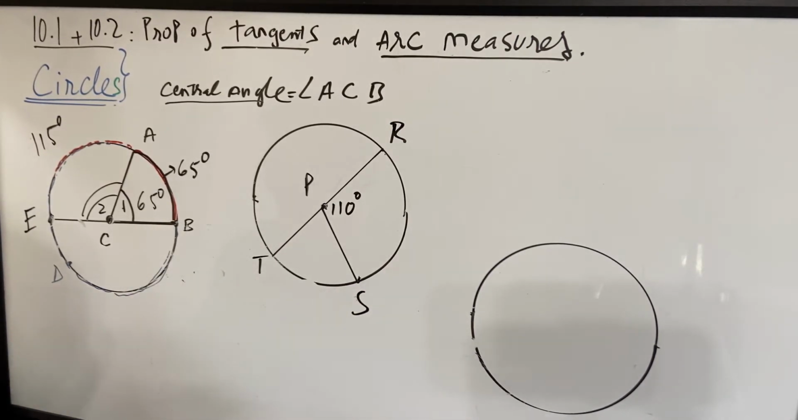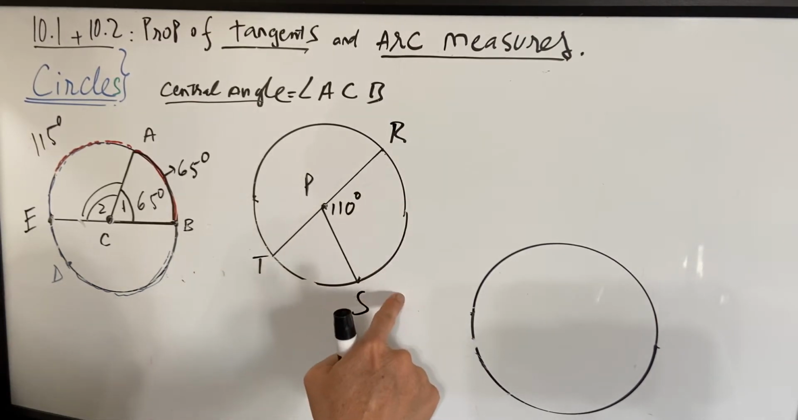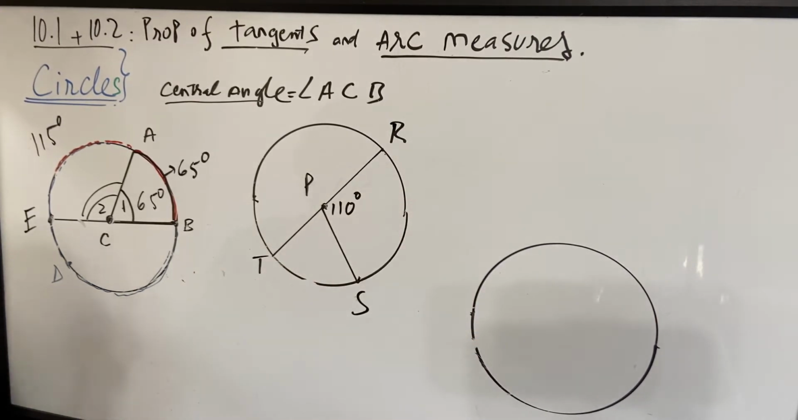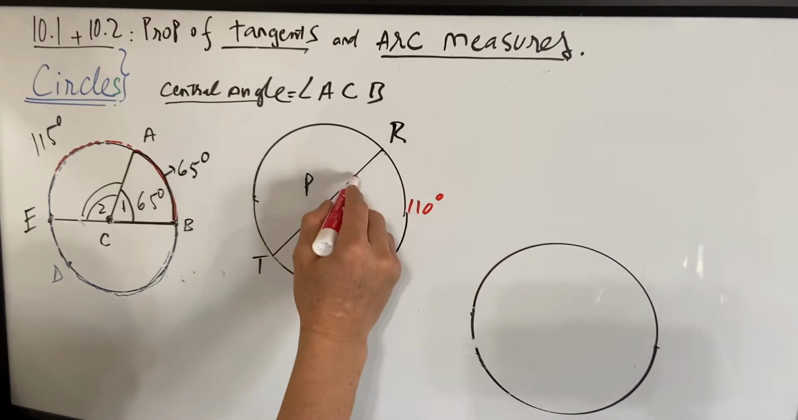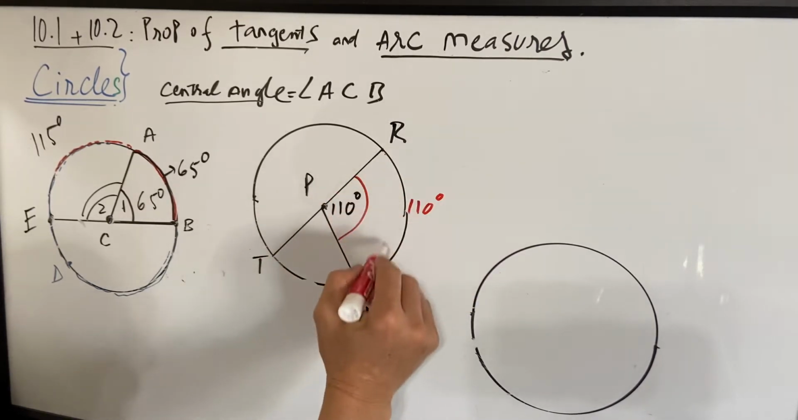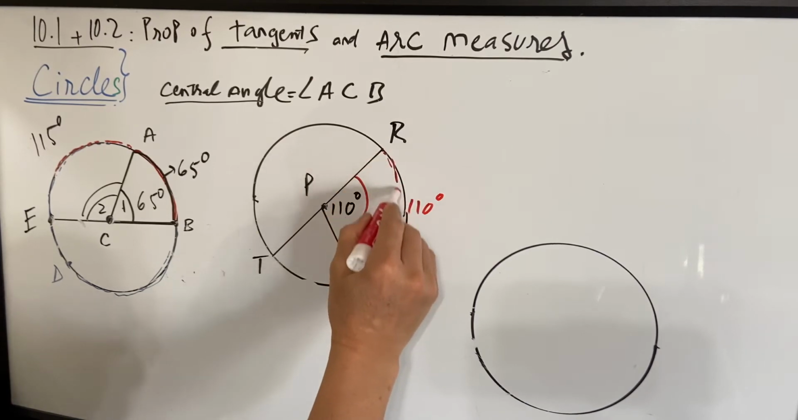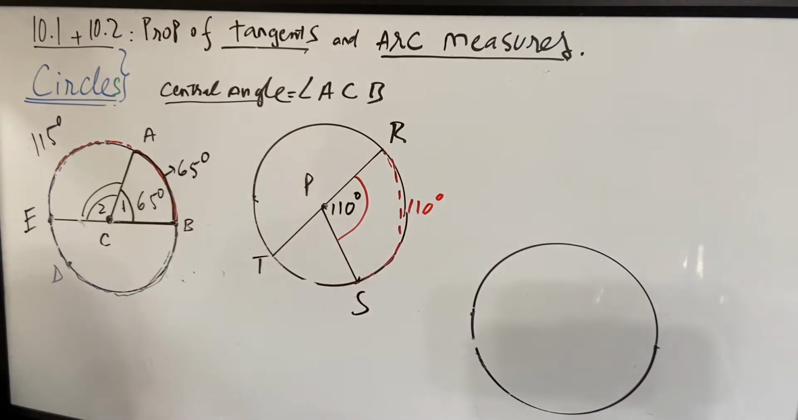Okay, example 1. They ask what is the measure of arc RS? Well, you can tell the measure of RS is 110, because the central angle is 110 and RS is the intercepted arc of the central angle on the center P. Okay, and the next one, what is RST?